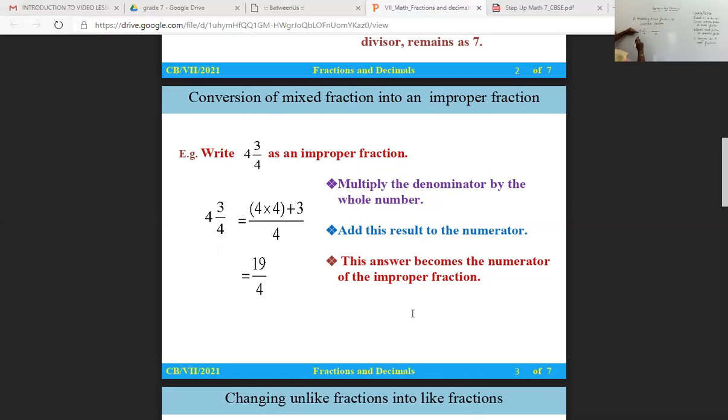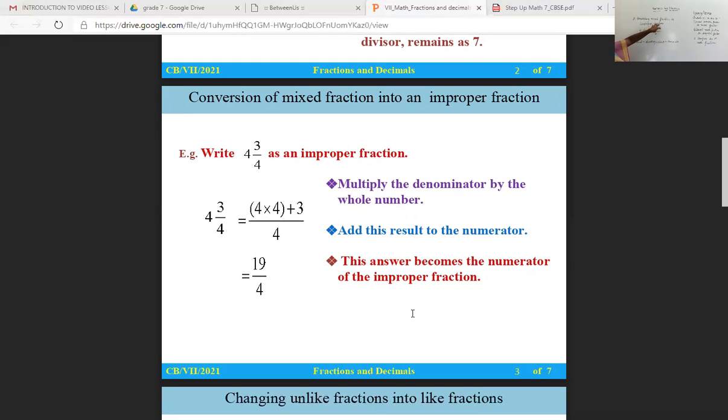What you have to do is multiply these two, because this is a quotient. Multiply with the divisor, add it to the remainder, and that gives you the dividend. What does the dividend rule say? Dividend is equal to divisor into quotient plus the remainder. That's what we are doing.